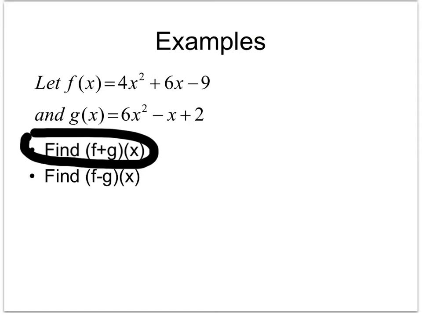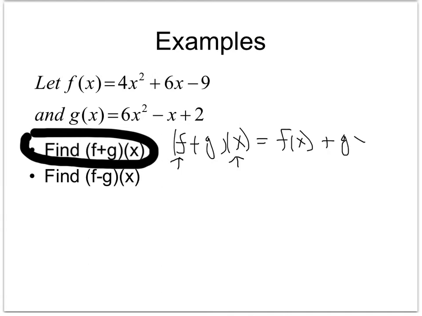And we have the statement f plus g of x. So we have some function with respect to x, so x is the variable. And that's the same as taking our f of x plus our g of x. Okay? So f of x is 4x squared plus 6x minus 9 plus 6x squared minus x plus 2. I put it in parentheses because if there's a negative on the outside, we have opposites.